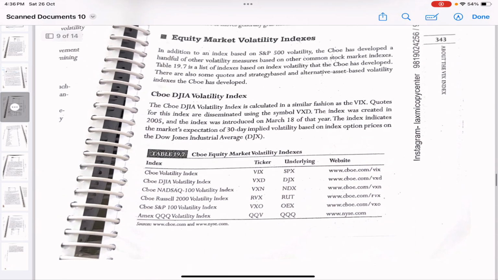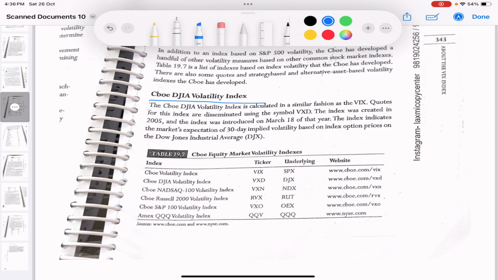Okay. Now let's come to this particular part. Equity market volatility index. In addition to an index based on S&P 500 volatility, the CBOE has developed a handful of other volatility measures based on other common stock market indexes. We have the CBOE DJA volatility index. The CBOE DJA volatility index is calculated in similar fashion as the VIX index.